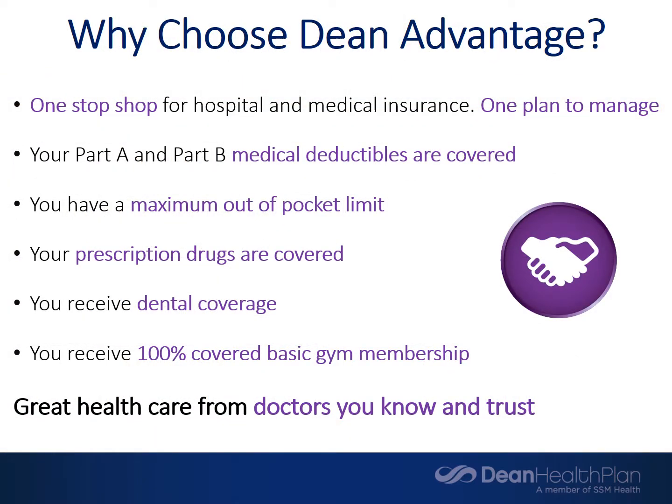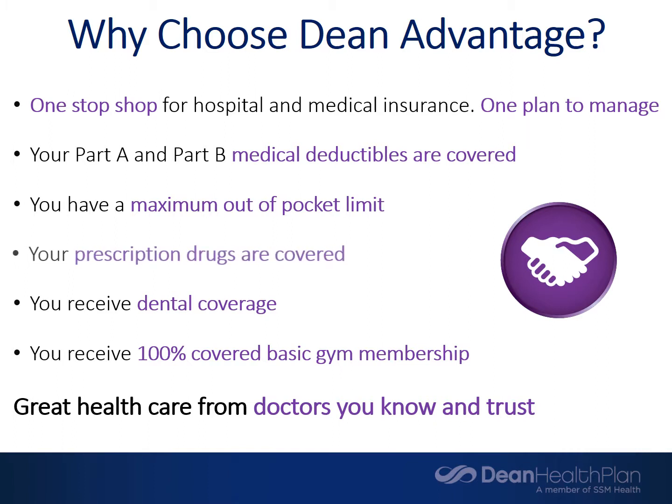Dean Advantage plans provide both your Part A and Part B benefits, as well as your Part D benefits. Only one plan to manage and fewer payments to track. We eliminate your Medicare deductibles and coinsurance. You pay an affordable copay on most services. There is a maximum out-of-pocket limit that protects you from large catastrophic healthcare expenses. This is the most that you will have to pay for in a year for Medicare medical covered services.